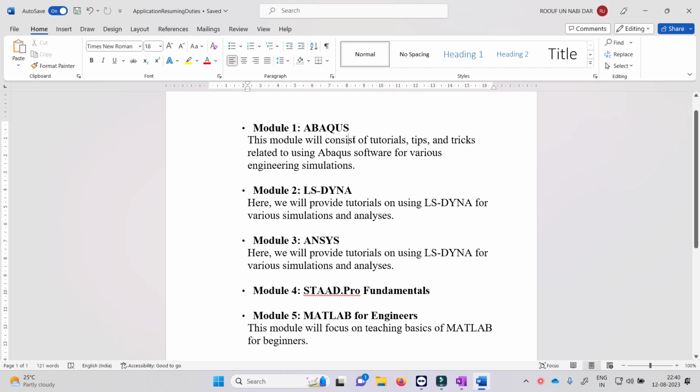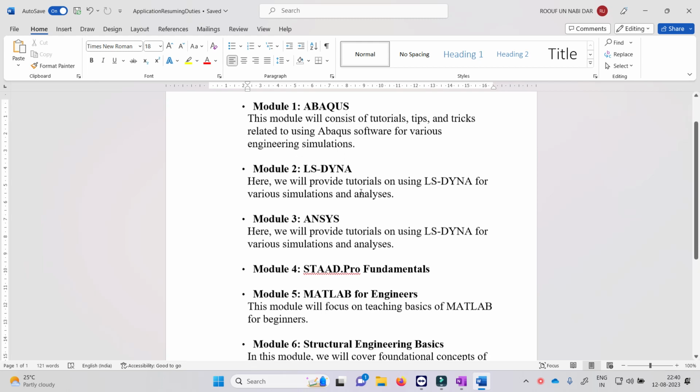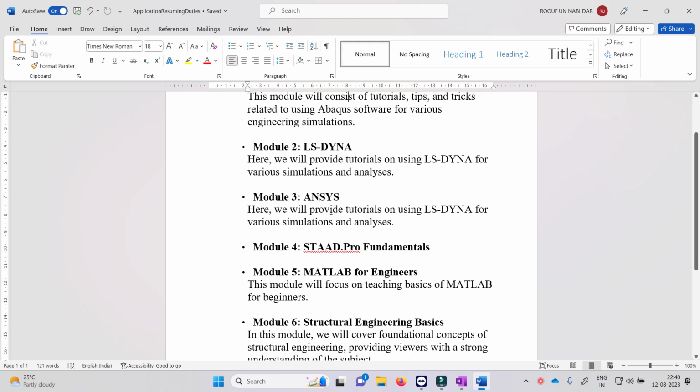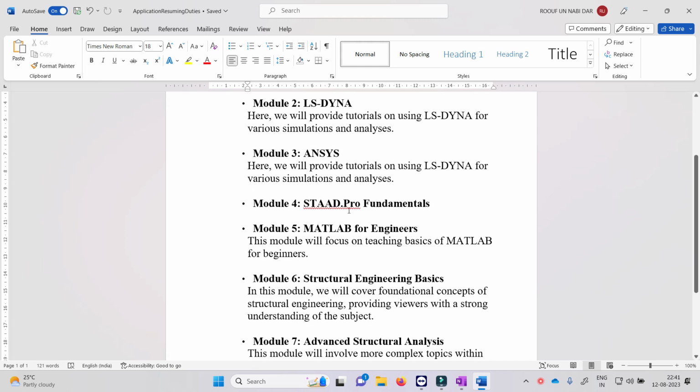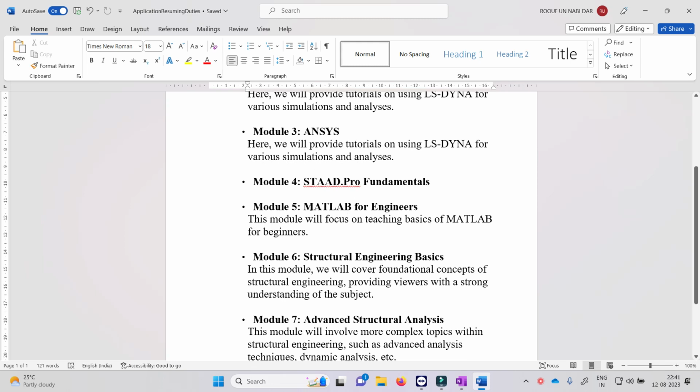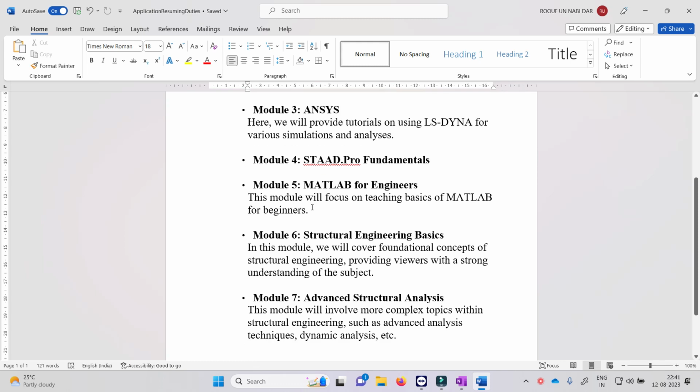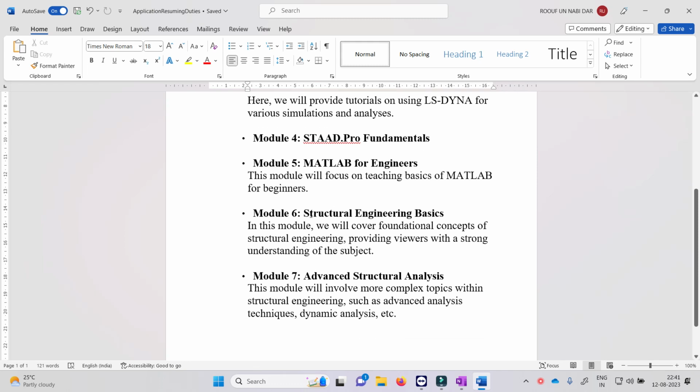Again, this will consist of Abaqus for beginners and advanced level simulations. Then LS-DYNA. In module 3, we will learn ANSYS, basics and advanced level. STAAD.Pro, fundamentals. We'll also learn about MATLAB, just to get started with MATLAB. This will again be for the beginners.